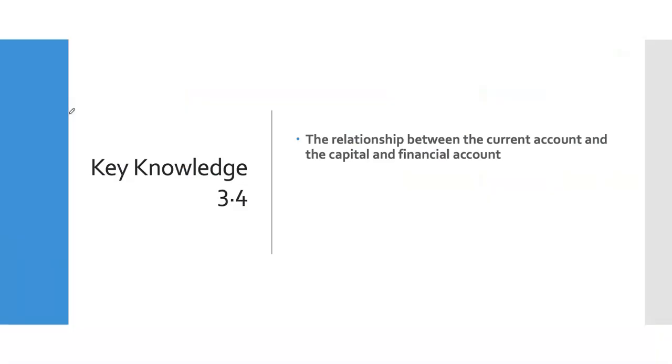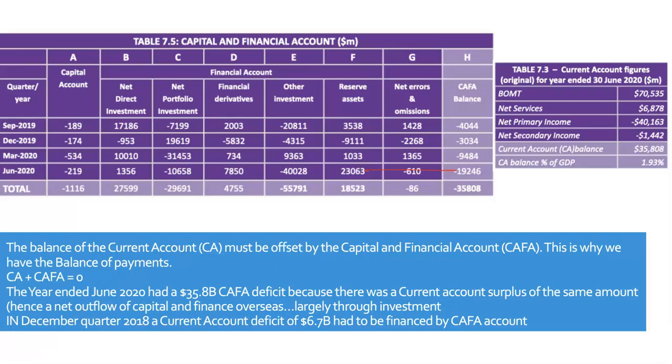What I do want us to understand is that there is a relationship between our current account and our capital and financial account. And the most important relationship is that the balance of our current account, whether it's a deficit or surplus, must be offset by our capital and financial account. So the balance of our current account, whether it's a surplus or a deficit, and we're in surplus at 30th of June 2020, must be offset by our capital and financial account because we must always balance our payments.